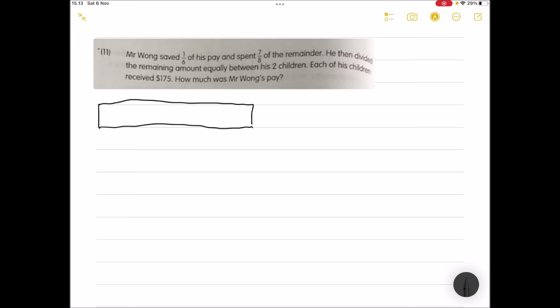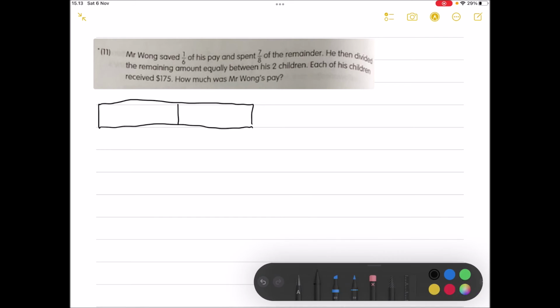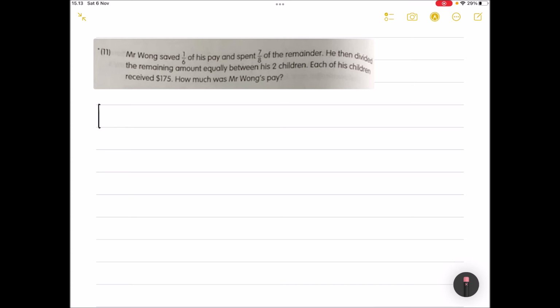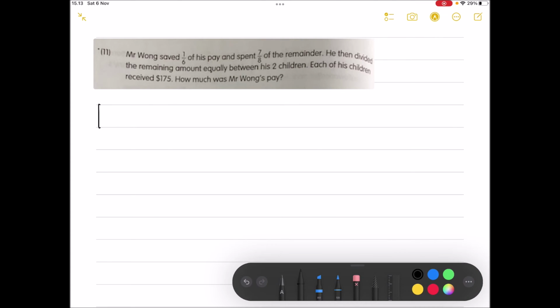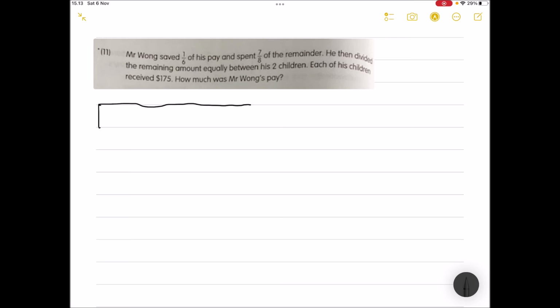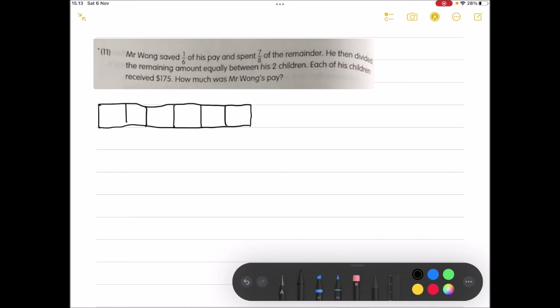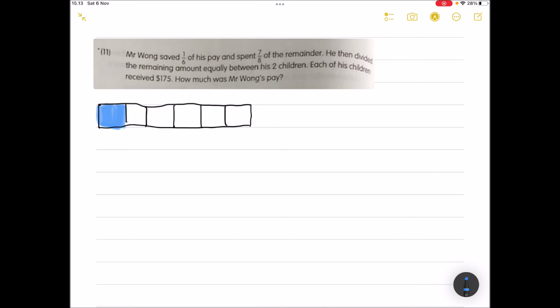He saved a 6th, so let's put a 6 there. Let's make some good lines there. So this is a 6th. I will color it in blue. This is 1/6, which is the one he saved. He spent 7/8 of the remainder. 7/8 of the remainder.